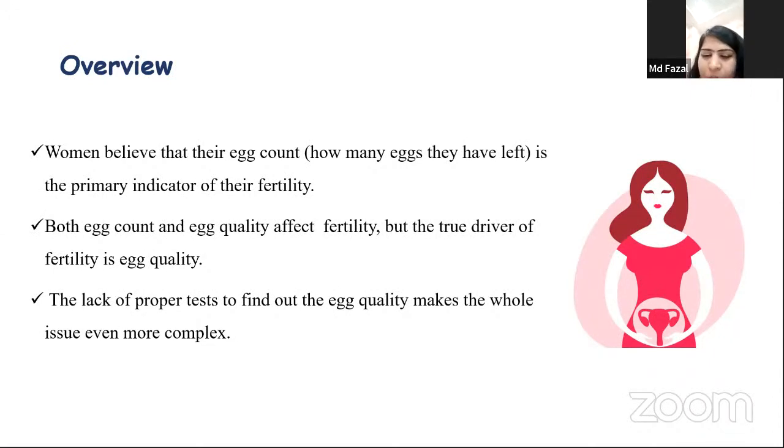Women believe that the egg count, how many eggs she has, is the primary indicator of their fertility. Both the egg count and the egg quality are indicators. And there is a lack of proper tests to find out how good or bad your egg is. We have two or three tests, but of course they are not very accurate. So the next slide, please.